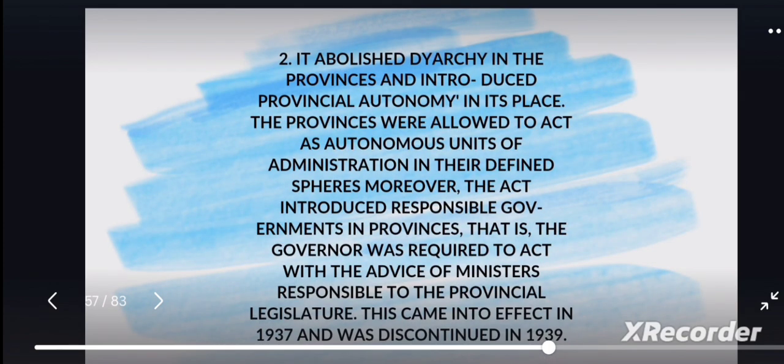It abolished diarchy in the provinces and introduced provincial autonomy in its place. The provinces were allowed to act as autonomous units of administration in their defined spheres. Moreover, the Act introduced responsible government in the provinces. That is, the governor was required to act with the advice of ministers responsible to the provincial legislature. This came into effect in 1937 and was discontinued in 1939.